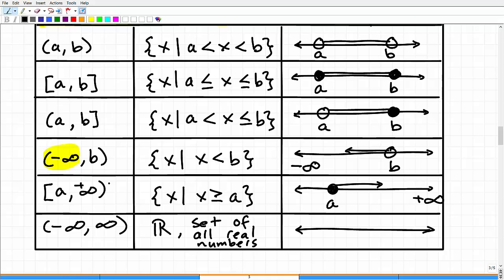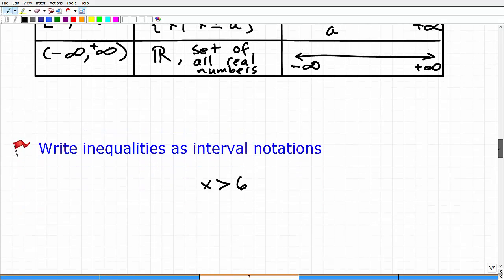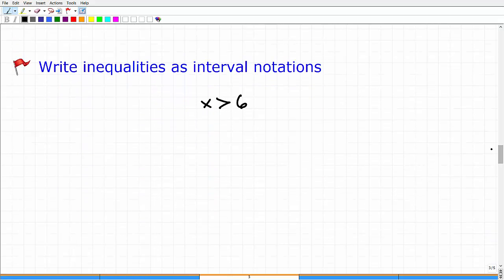And then all the real numbers, the entire set of real numbers, are going from negative infinity to positive infinity. So I'd have open parentheses on both. And trust me, the notation here might look a little bit complicated, but it's not that difficult. Okay, let's take a look at some examples here.